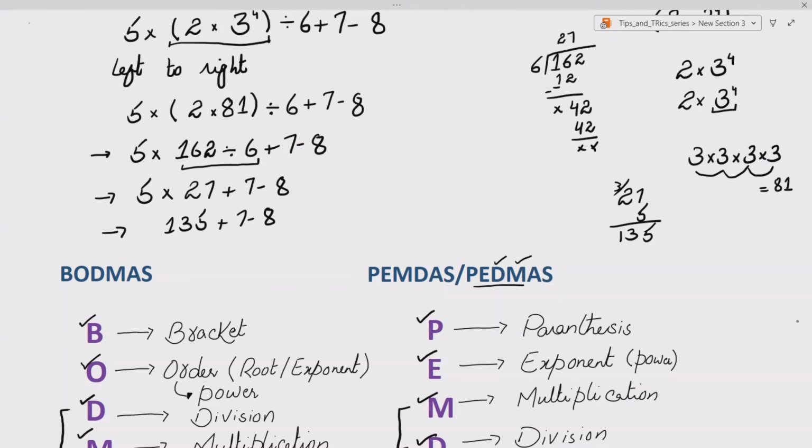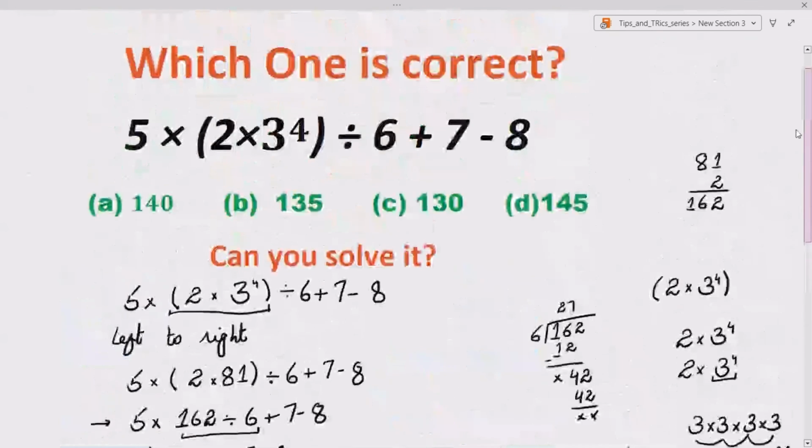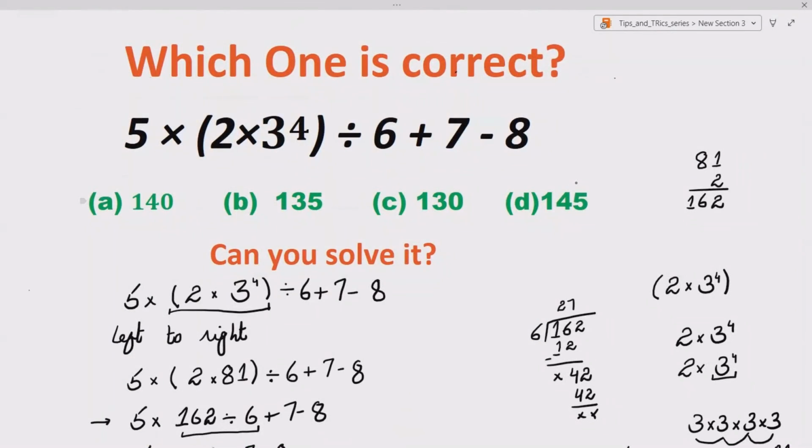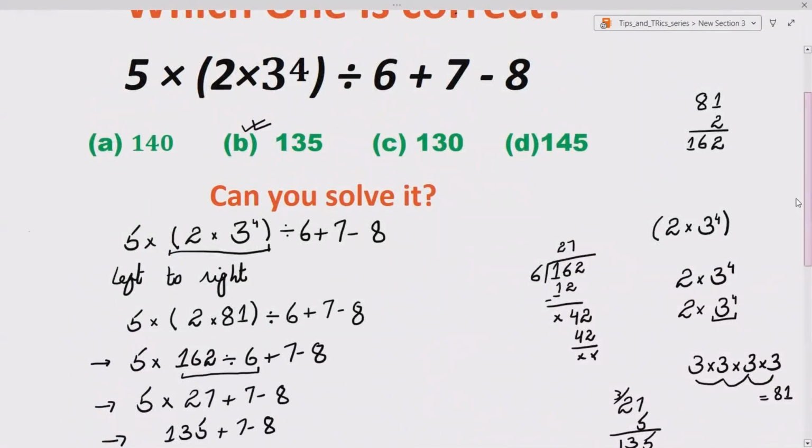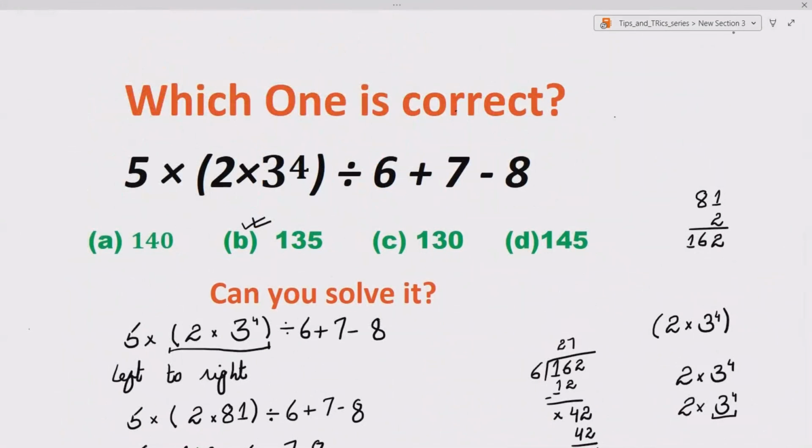Now 135 plus 7 is 142, minus 8 gives you 134. So 134 is our actual answer. In our question you can see that part B shows 135. Sorry, this is 134. Actually the answer is written incorrectly here. So this is not 135 but 134. So part B is our correct answer.